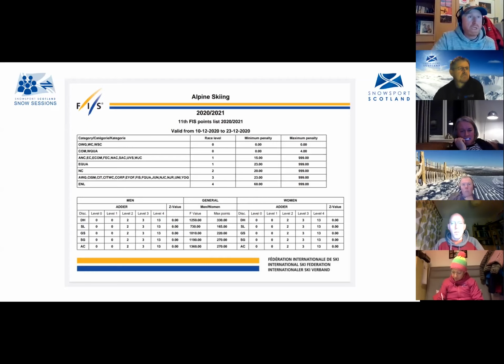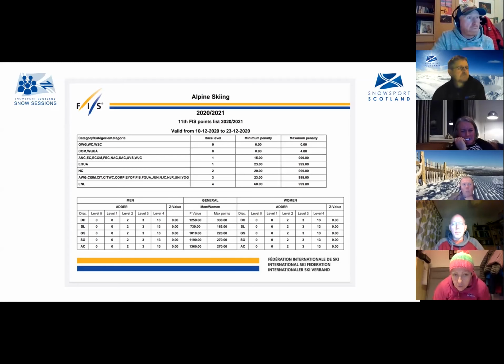So 0 is World Cup. So Dave Riding this morning, the winner of a World Cup, scores 0 points. Moving on up, if you go down 2 columns, you see EC, FEC. So these are all Continental Cup level. So Europa Cup, North American Cup, etc., etc. The minimum penalty for them is 15.